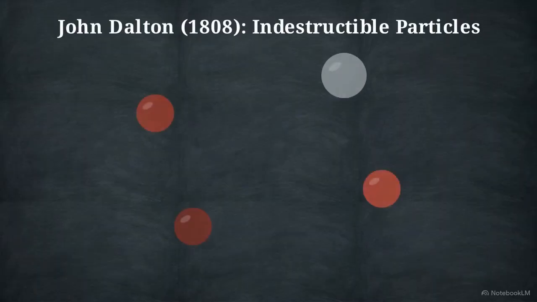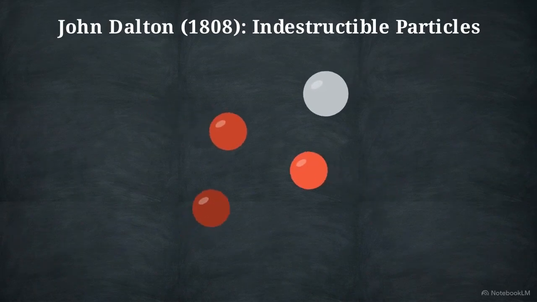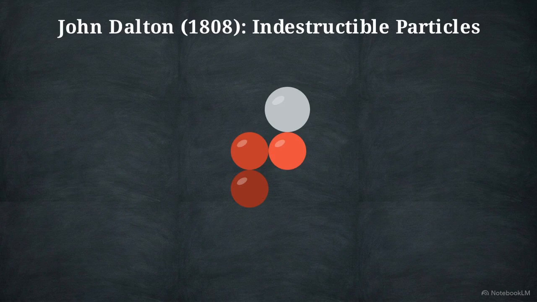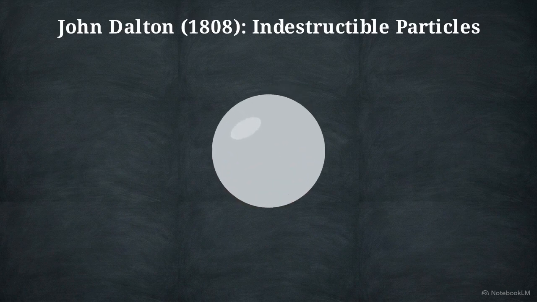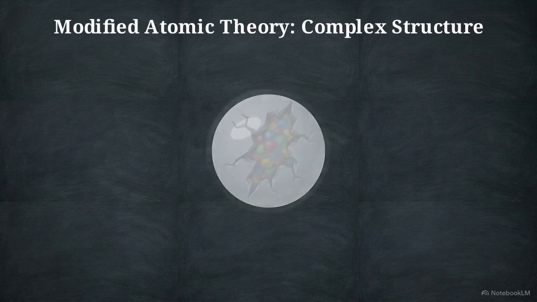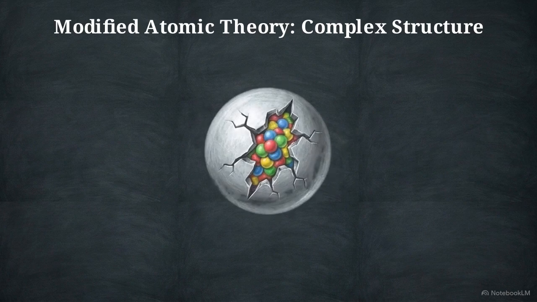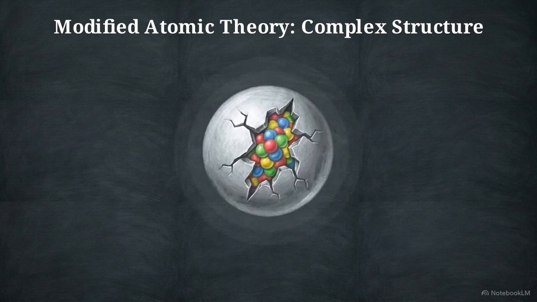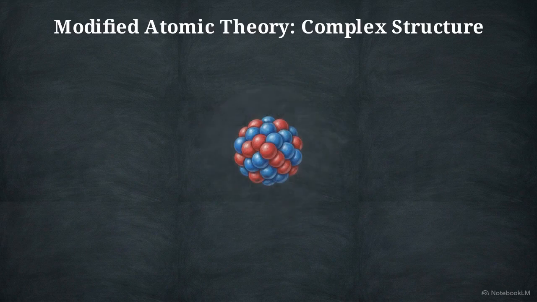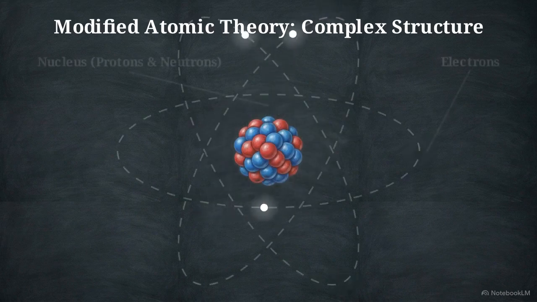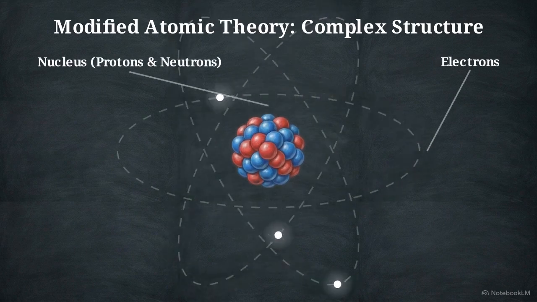In 1808, John Dalton formalized these observations into his atomic theory. He proposed that all matter consists of tiny, indestructible particles called atoms. Modern science later refined this into a modified Dalton's theory. Nuclear reactions revealed that the atom is not a solid sphere, but a complex arrangement of subatomic particles: protons, neutrons, and electrons. This structure explains isotopes.